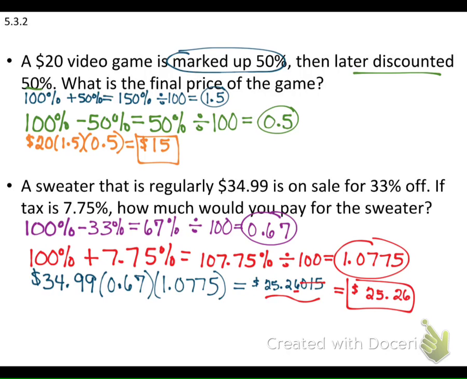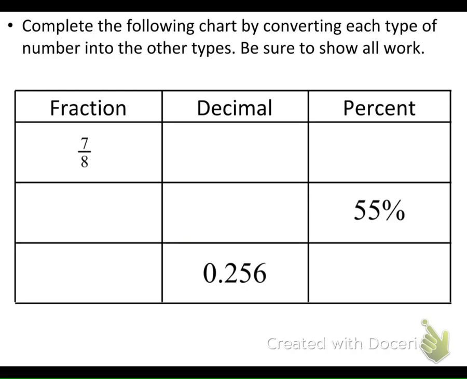Okay, flip your openers to the back side. So now we complete the following chart by converting each type of number into the other types. Be sure to show all your work. So the first one, we have a fraction. We're going to change the fraction to a decimal and then change it to a percent.